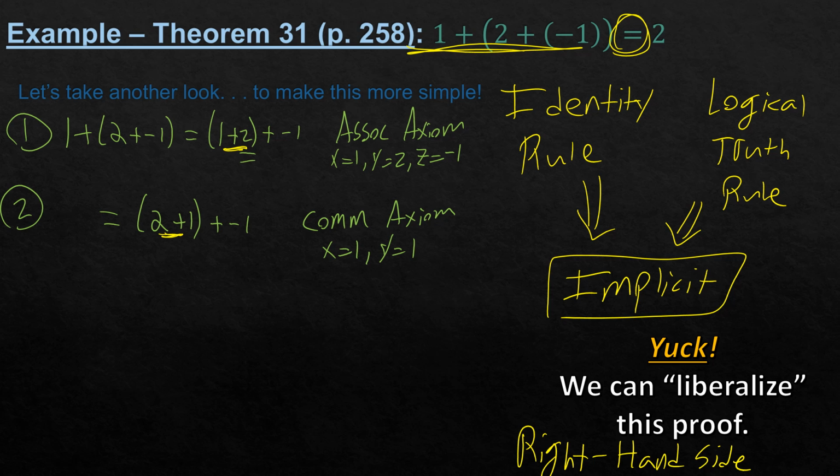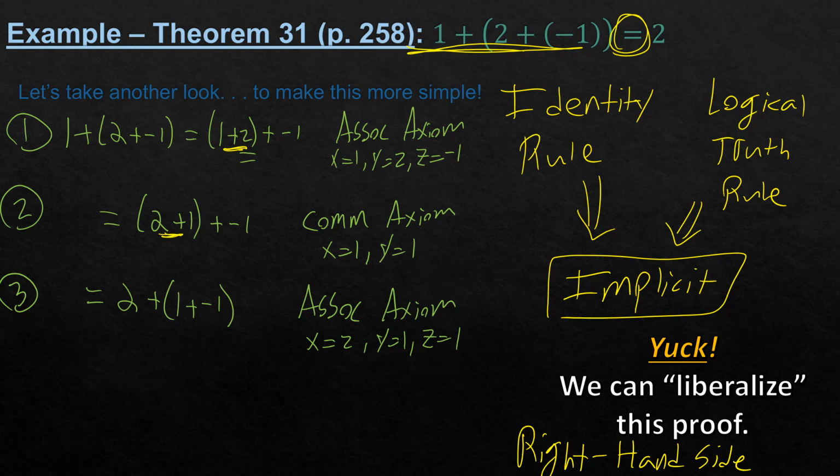Then for line 3, we want our 1's closer together. How can we do that? Well, we have the associative axiom, so we can do a different grouping in terms of our parentheses. So on the right-hand side, we can get 2 plus the quantity 1 plus minus 1. That's the associative axiom. And x is equal to 2, y is equal to 1, z is equal to minus 1. And here, once again, we don't have to use that identity rule, which is nice. Because the identity rule is nasty and just prolongs everything.